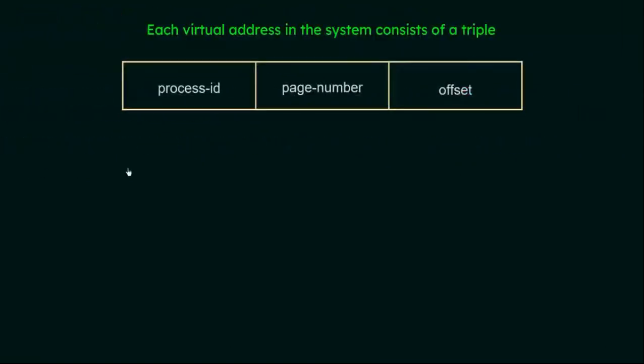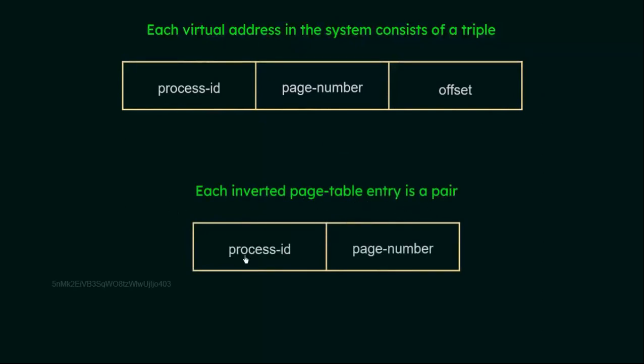So when we are applying inverted page tables, the virtual address in the system will consist of a triple, or three fields. And what are they? They will be process ID, page number, and offset. So in normal paging, we saw that the virtual address has only two fields, the page number and the offset. But here we also need to include the process ID to identify to which process this particular page belongs, because we know that in our page tables we are indexing it in the inverted way. So because of that, we need information about process ID as well. And then each inverted page table entry is a pair of process ID and page number. So as I already said, inside an inverted page table, we'll be having two things, which is the process ID and the page number. Okay, so let us see the working of this now.